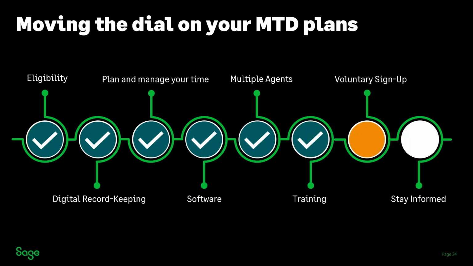Next, we have the voluntary sign up. So you can sign up for MTD for income tax before it becomes mandatory. And this is the HMRC public beta that we have going on at the moment. So this can help you get accustomed to the new system and iron out any issues earlier. So HMRC have already launched this beta. So I'm going to talk about this later on again in the session. So bear with me on that one.